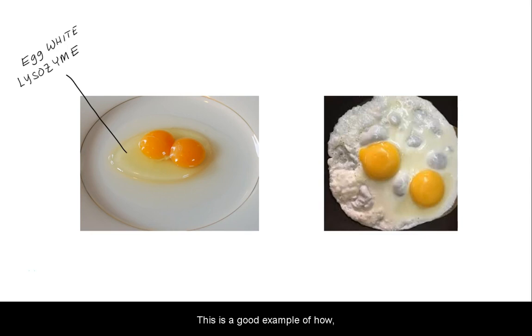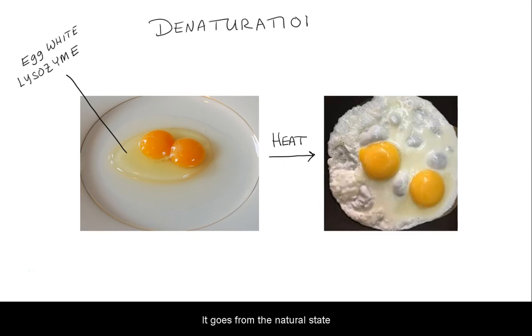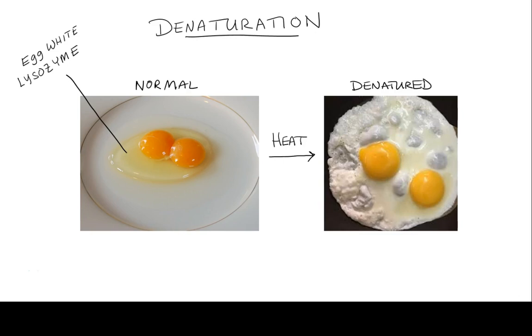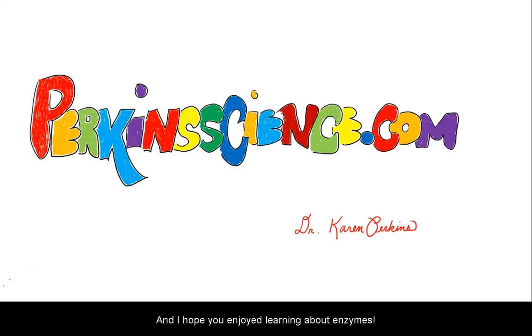This is a good example of how, with the naked eye, we can see that an enzyme undergoes a complete change in consistency and appearance through exposure to extreme heat. This is a phenomenon called denaturation. The enzyme is now completely inactive. It goes from the natural state to the denatured state. And I hope you enjoyed learning about enzymes.